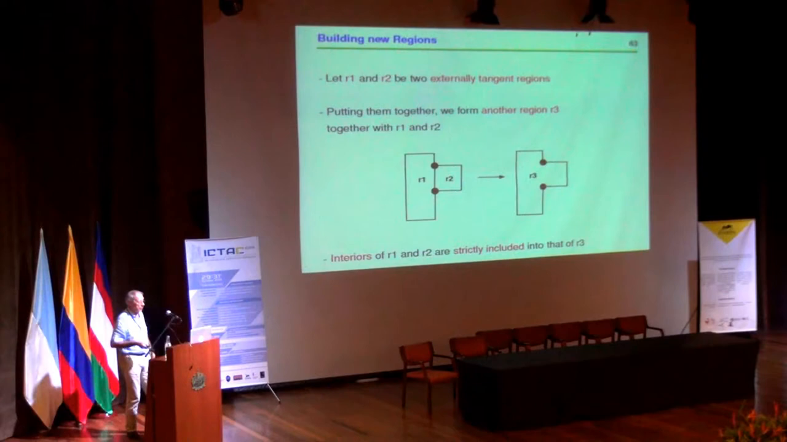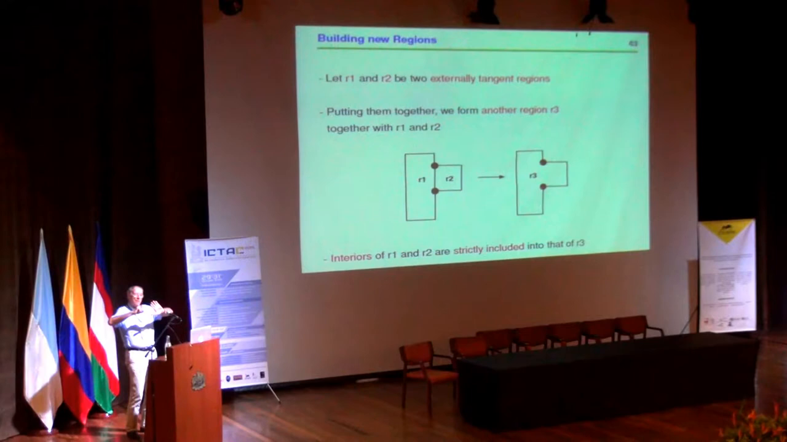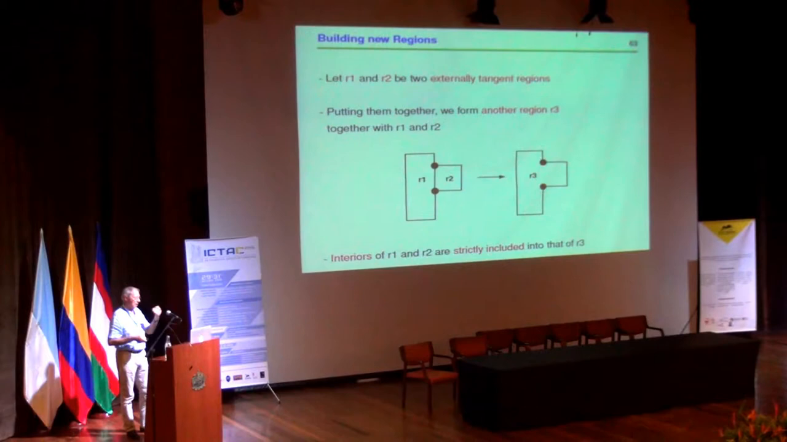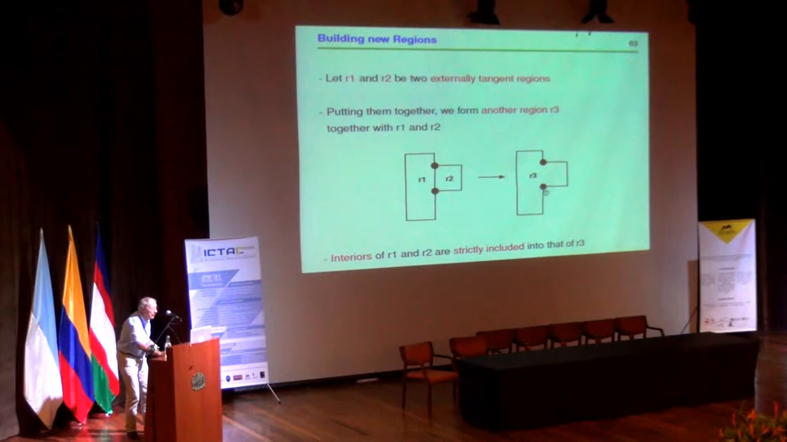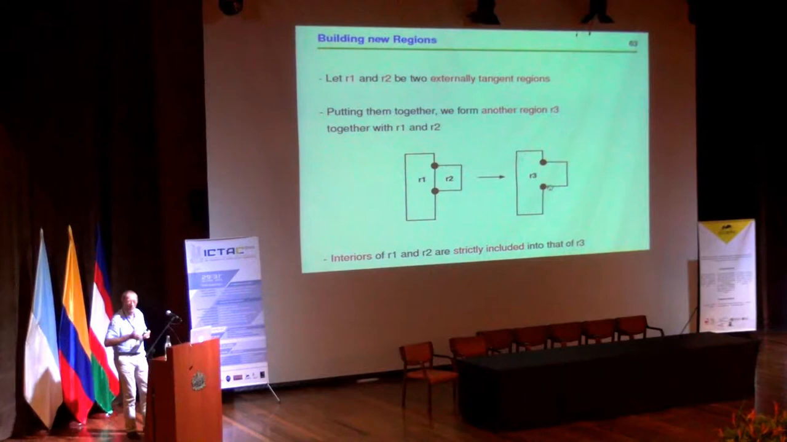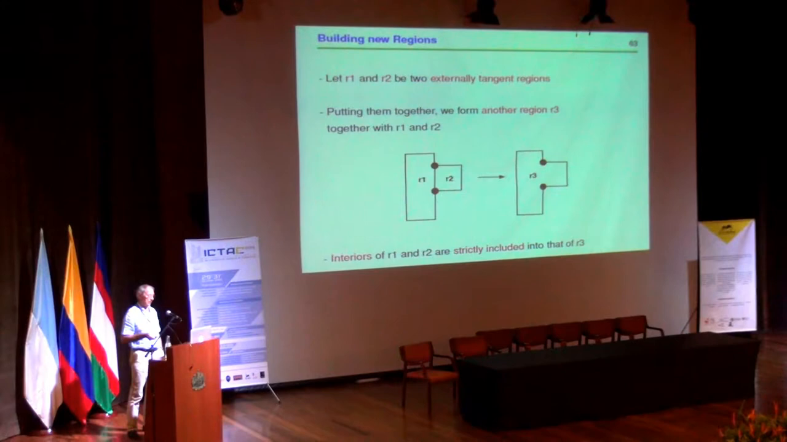Okay? So you see, playing just with the definition of interior, exterior, and border, with the fact that the three of them partition the set of points, we can reason about regions. And we can prove that this new thing here is indeed a region because it has the characteristic property of a region about interior, exterior, and border.